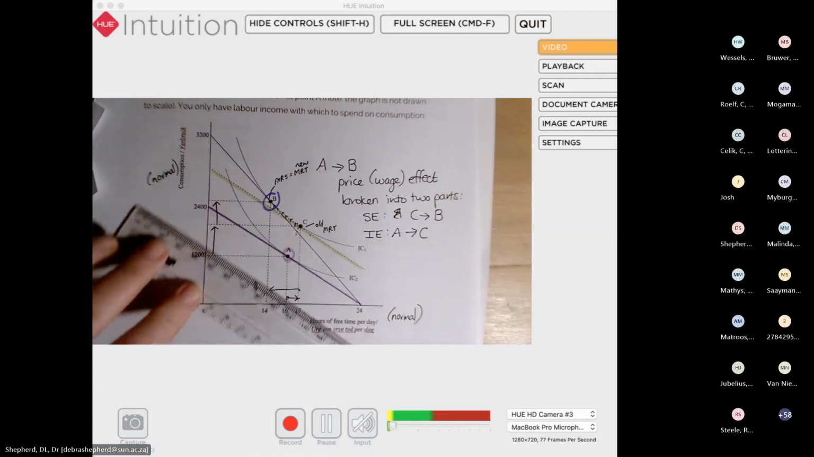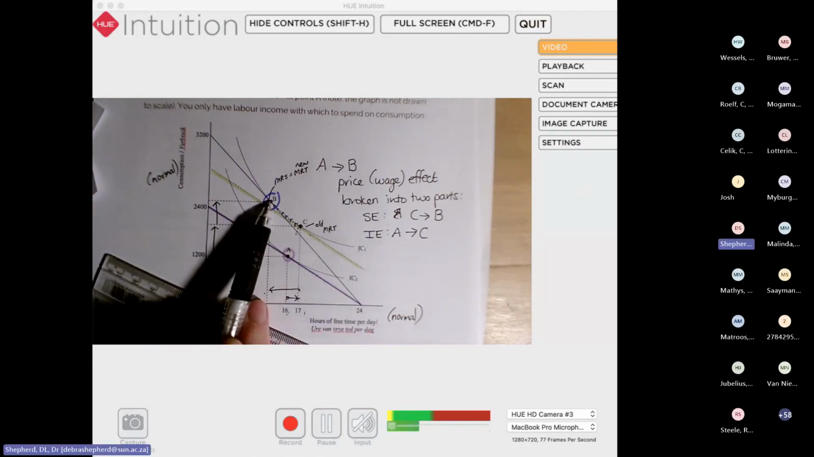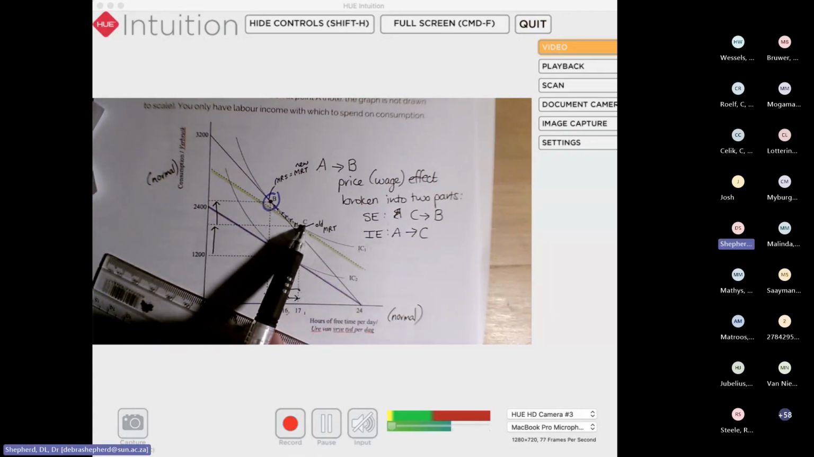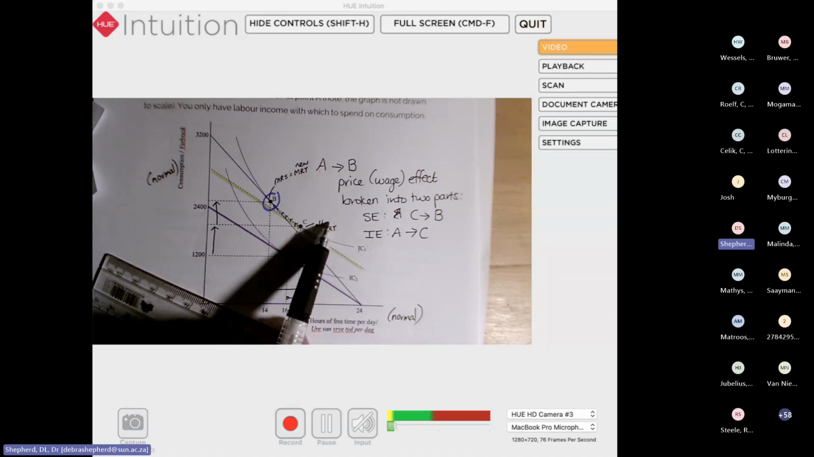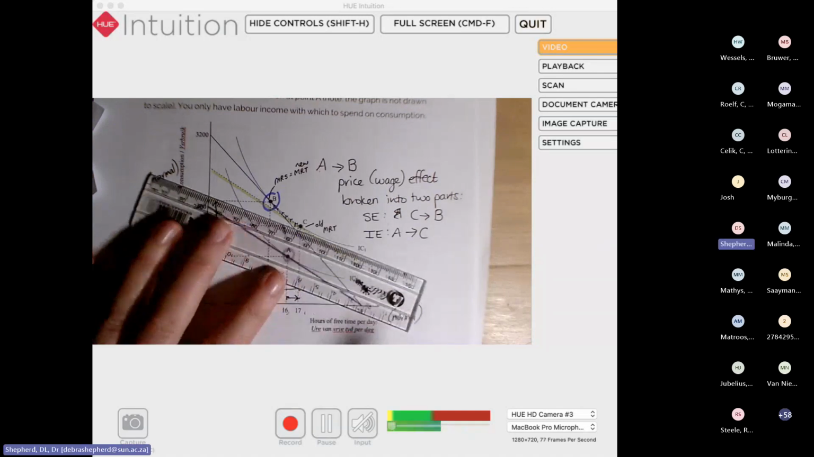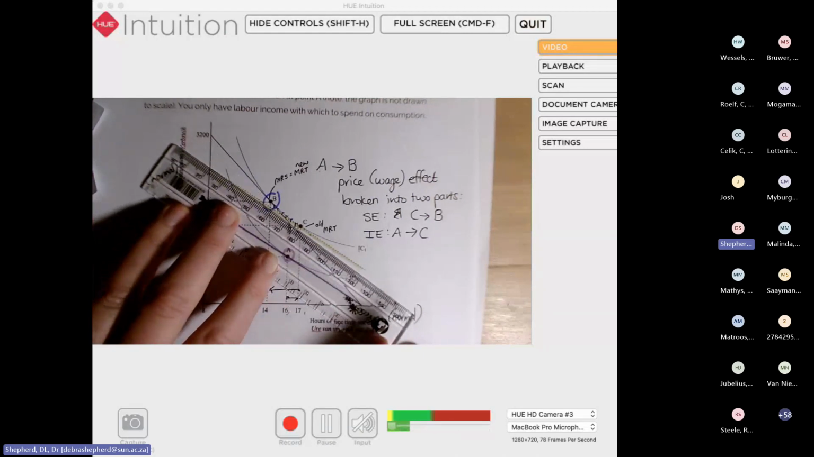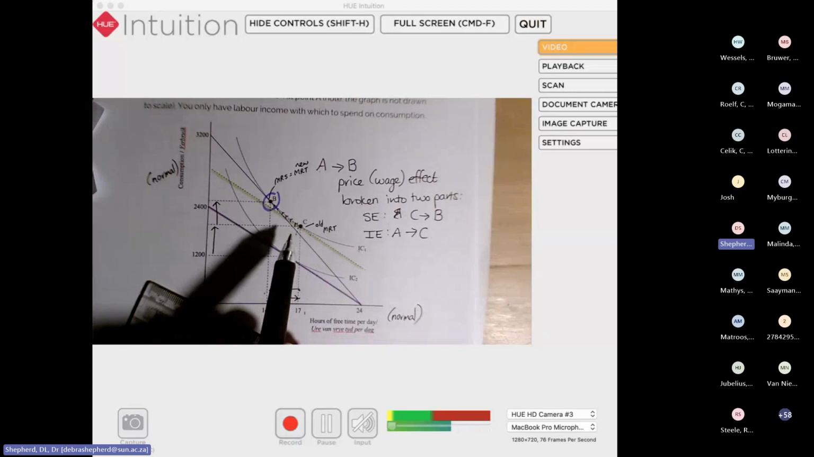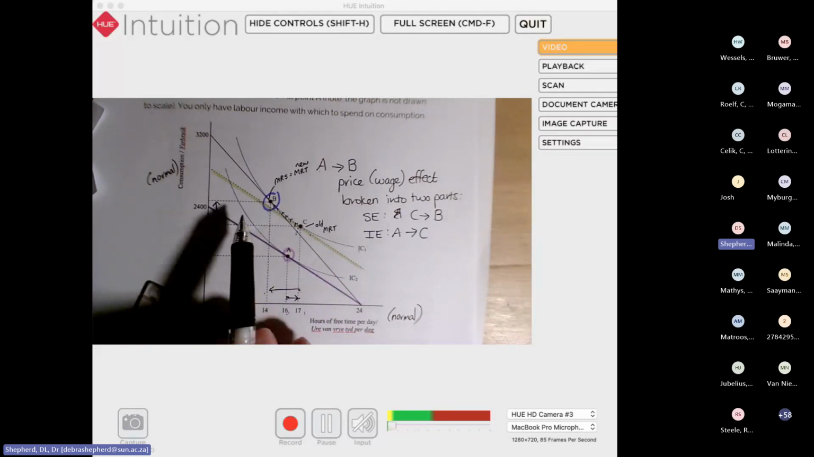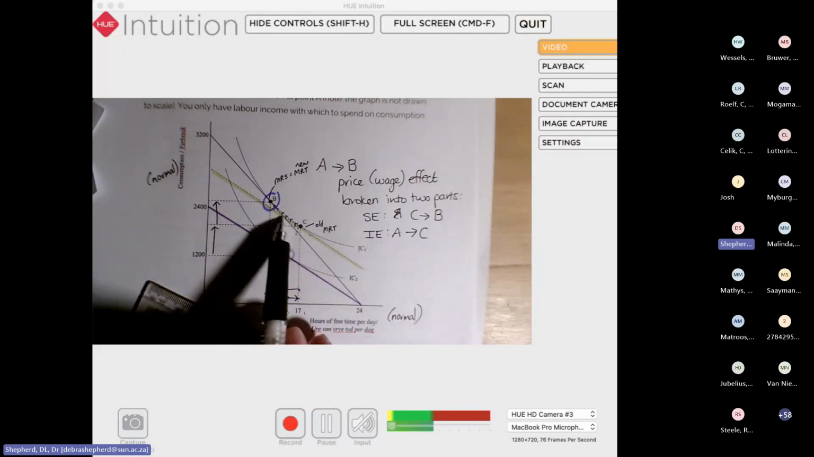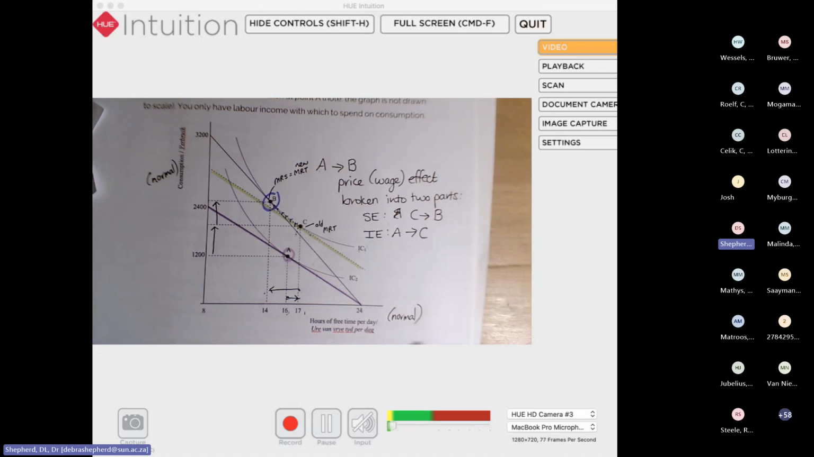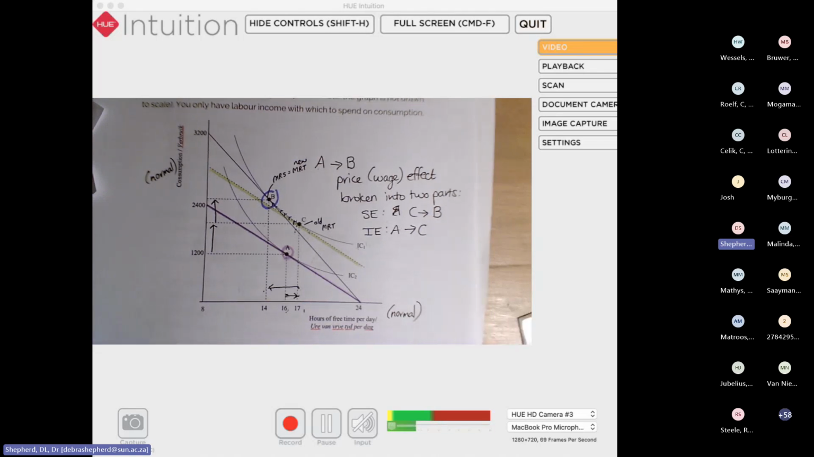Okay, so C to B is showing that because the MRT has now changed, my wage rate is no longer this low, my wage rate has increased, which is why I substitute away from free time towards consumption. That's what that movement represents. I'll show you the answer to B now. I just want to see the other question.